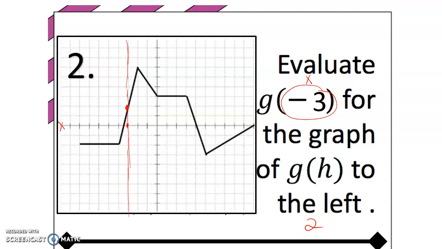They gave me the x coordinate, negative 3. I need to give them the y. So this point is at negative 3, 2.